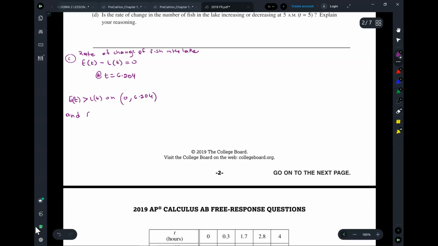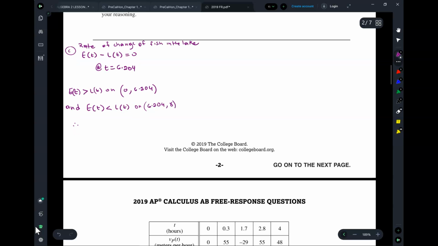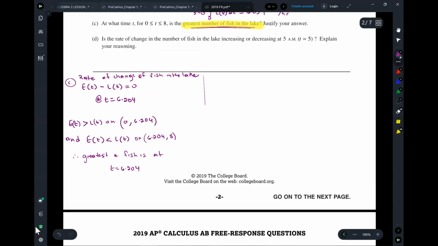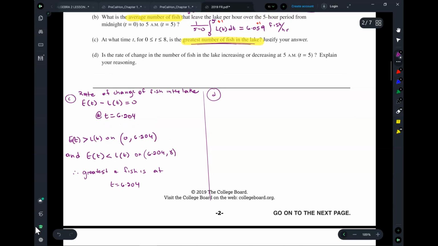And E of t is less than L of t on 6.204 to 8, okay? Therefore, the greatest number of fish is at t equals 6.204. Okay?